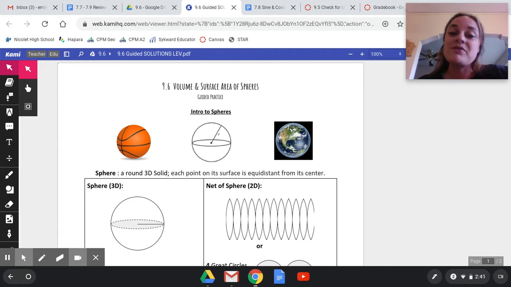Today we are talking about spheres. We are going to be talking about volume and surface area of spheres today in one lesson, so that's really exciting for us.